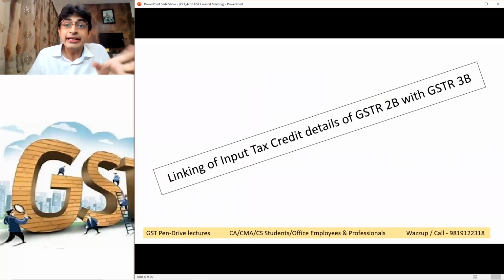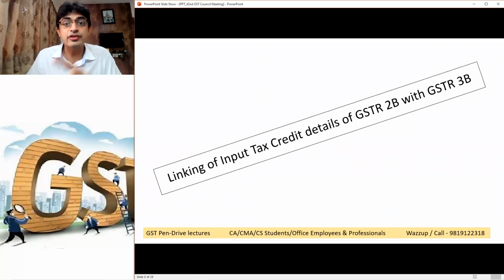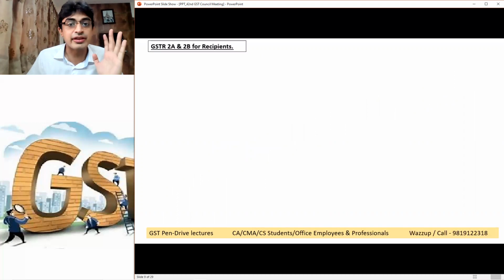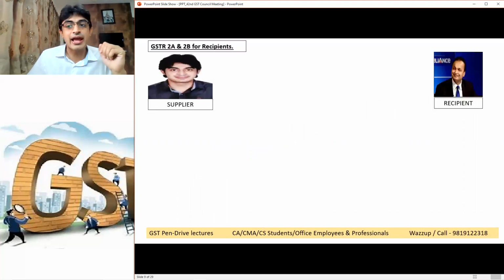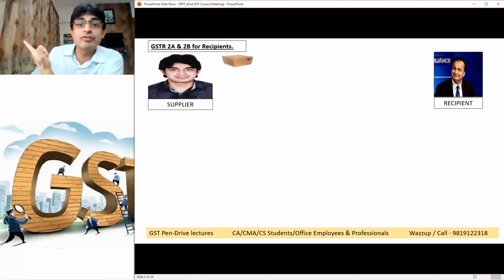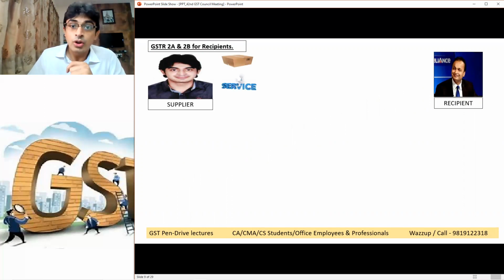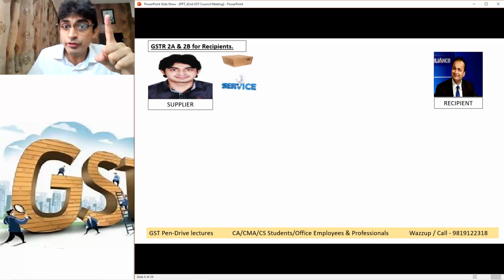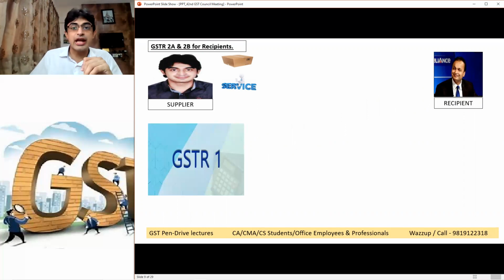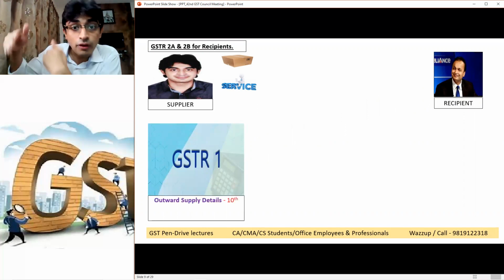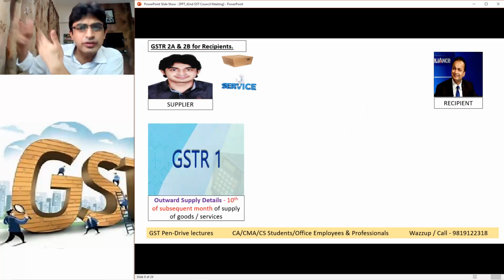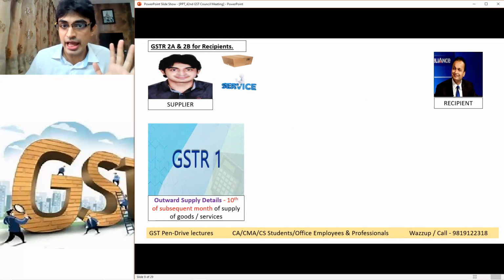Second change, linking of input tax credit details of GSTR2B with GSTR3B. Understand this point. See, suppose I am a supplier. I have sold goods or I have given services to this recipient. As a supplier, I will have to file the GST return known as GSTR1. I will give details of my outward supplies, whatever goods and services I have sold, in my GSTR1.